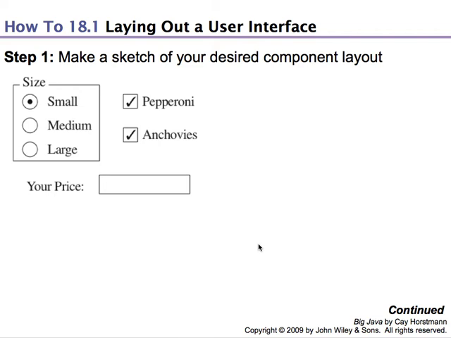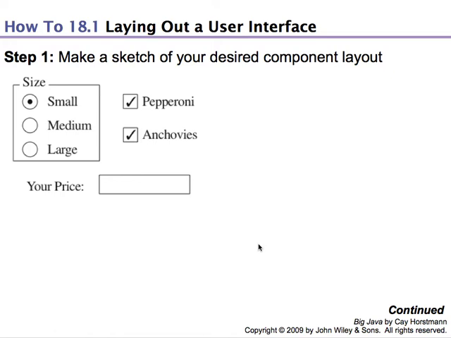Of a discussion on chapter 18 where we cover graphical user interface. We talked about choices and layout and text field and text area. We're now going to spend some time on how do you lay out the user interface. And there are multiple steps.